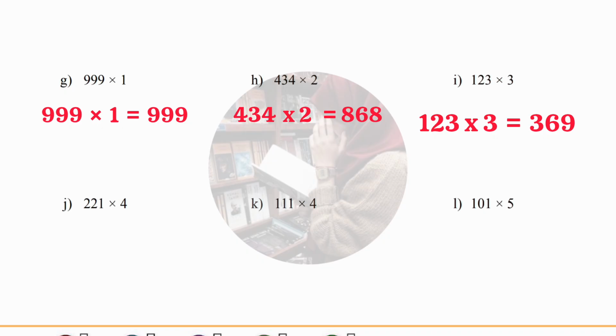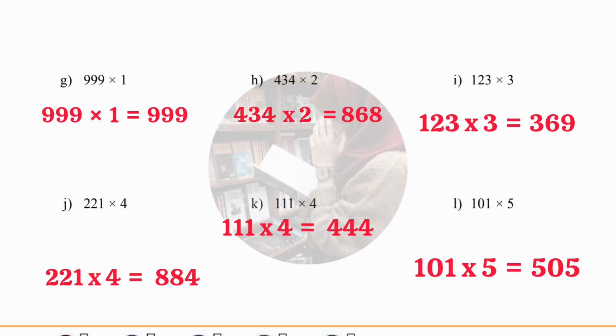Next one, 221 multiplied by 4. 4 1s 4, 4 2s 8, 4 2s 8. So answer is 884. Next one, 111 multiplied by 4. 4 1s 4, 4 1s 4, 4 1s 4. Answer is 444. Next one, 101 multiplied by 5. 5 1s 5, 5 0s 0, 5 1s 5. So 505 is your answer. Got it, guys? Let's move on to the next worksheet.